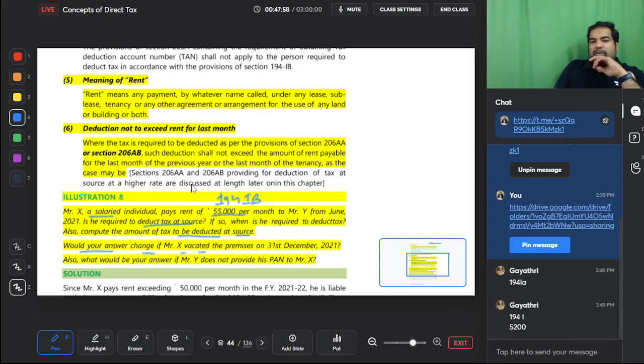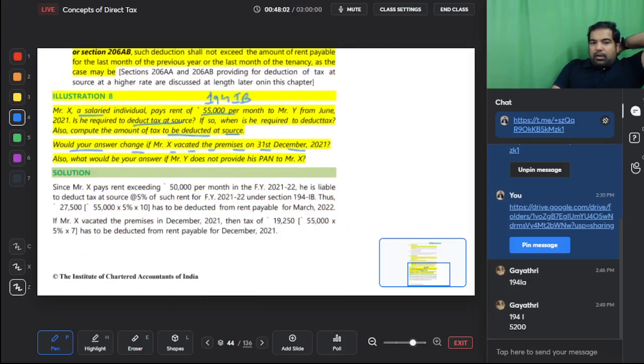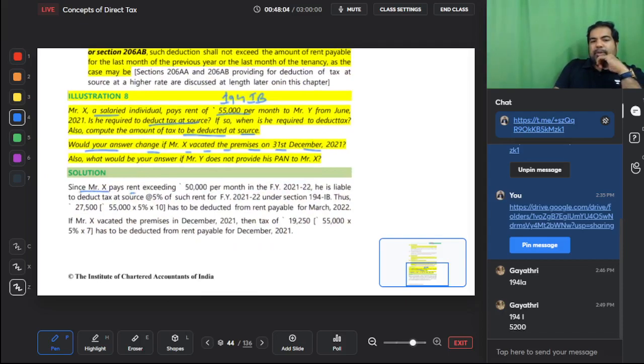Would your answer change if Mr. X vacated on 31st December? Then he has to deduct in December. So here, since Mr. X pays rent exceeding 50,000, TDS will apply. Thus, 5% of 10 months into 55,000. He's taken it from June, so 10 months. April, May is not there. It will have to be deducted from the rent payable for March 2022.